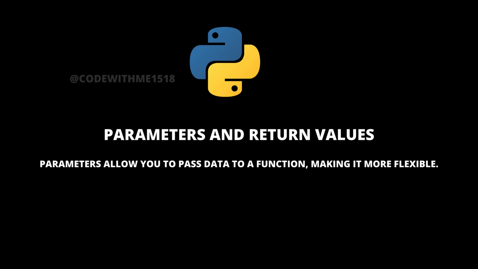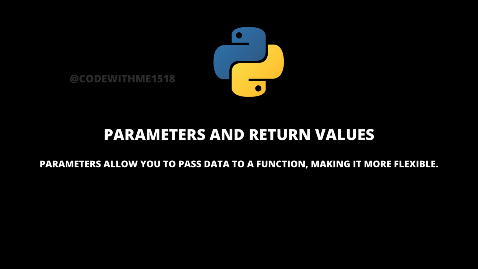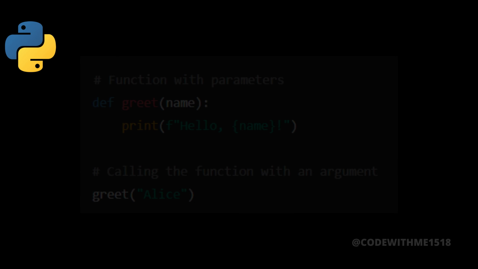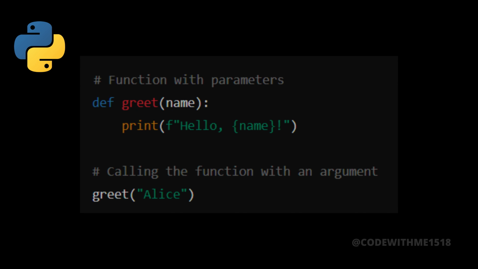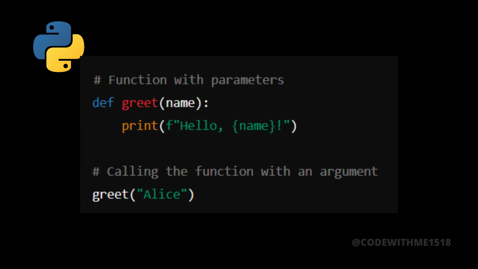Now, let's talk about parameters and return values. Parameters allow you to pass data to a function, making it more flexible. Here's an example with parameters. In this example, the greet function takes one parameter, name, and prints a personalized greeting. You can also have multiple parameters.